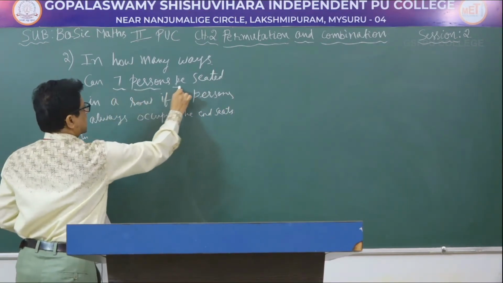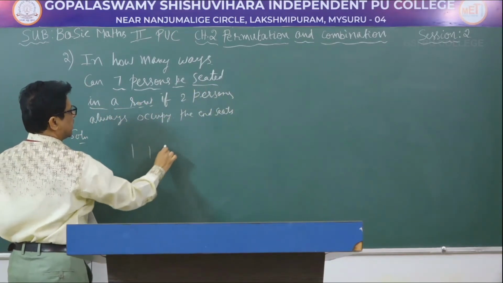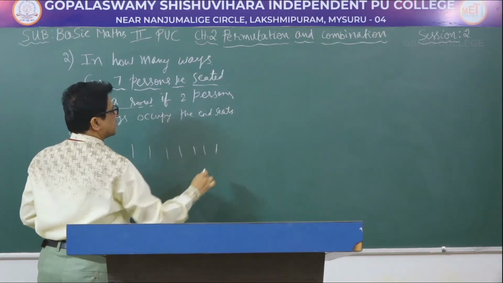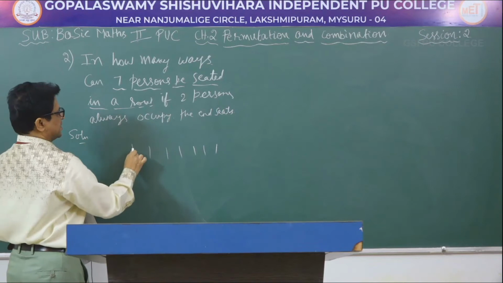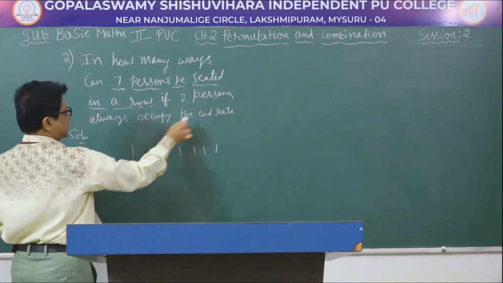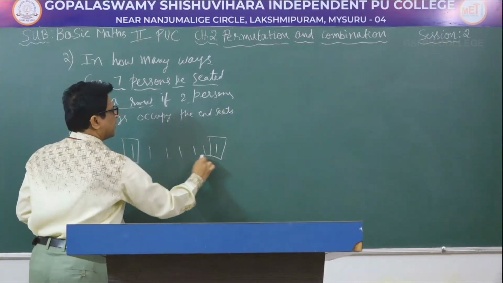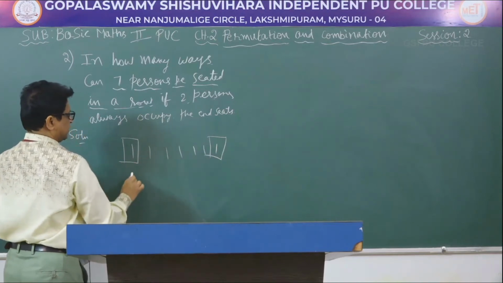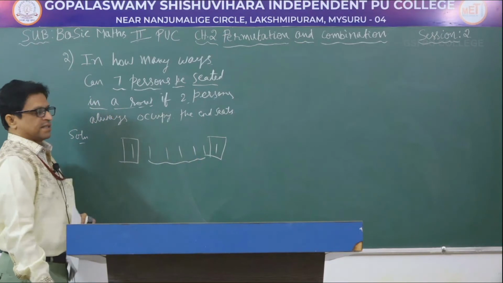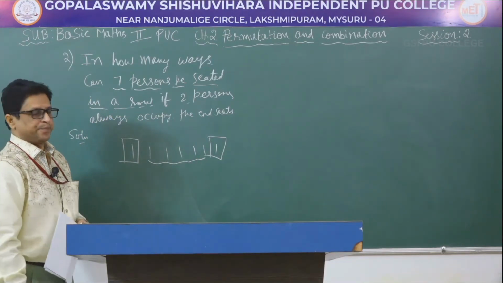So 7 persons be seated in a row. So in a row there are 7 persons: 1, 2, 3, 4, 5, 6, 7. If 2 persons always occupy the end seats, so 2 persons will occupy the end seats. So the remaining 5 persons will be in between the 2 end seats.